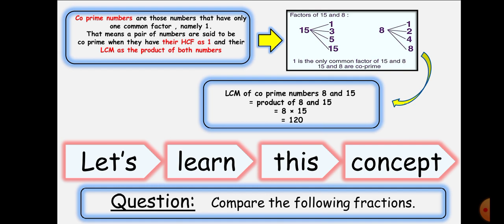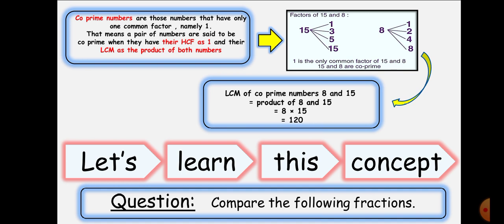A pair of numbers is said to be co-prime if their HCF, the highest common factor among them, is 1, and their LCM is the product of both numbers. Whenever you multiply both numbers, you get their LCM. So let's take the factors of 15 and 8. The factors of 15 are 1, 3, 5 and 15, and of 8 are 1, 2, 4 and 8. In this, 1 is the only common factor you can find in 15 and 8.